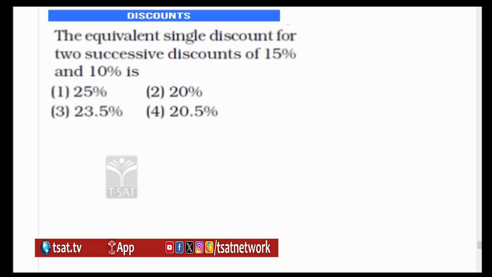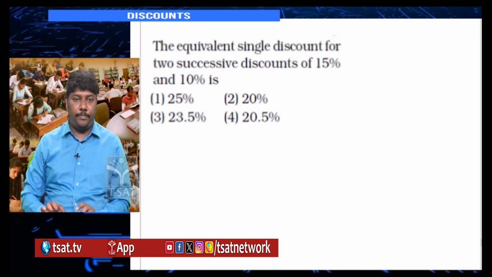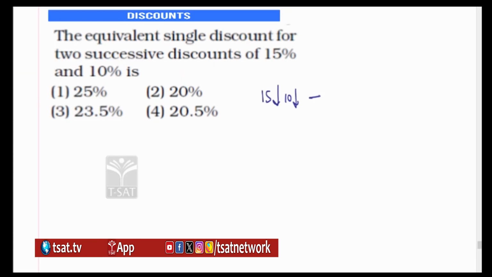Now look at the last one. The equivalent single discount for 2 successive discounts of 15 and 10. Just apply the formula. 15 followed by 10% discount is 15 plus 10 minus 150 by 100. 25 minus 1.5 is equal to 23.5% discount. So, when 2 discounts are given, just use the formula x plus y minus xy by 100 for the single discount.